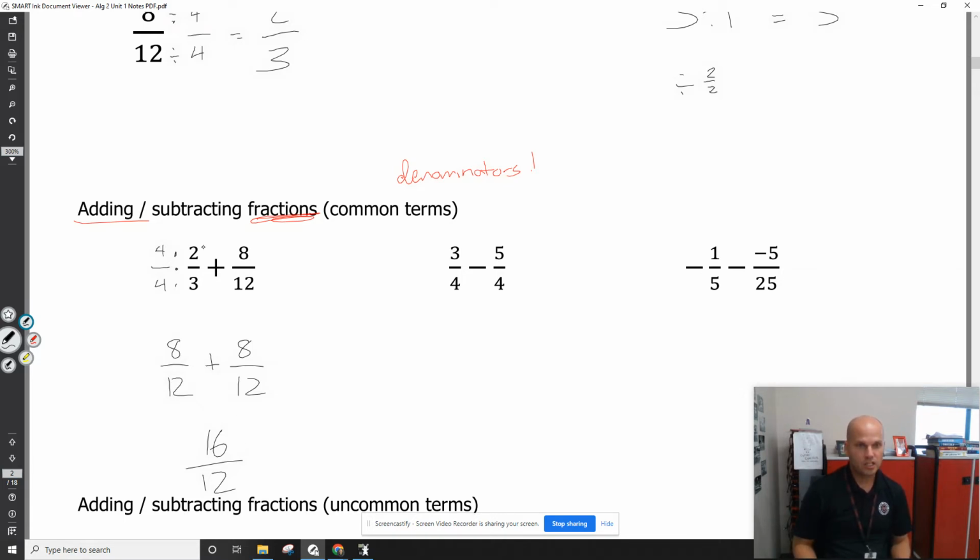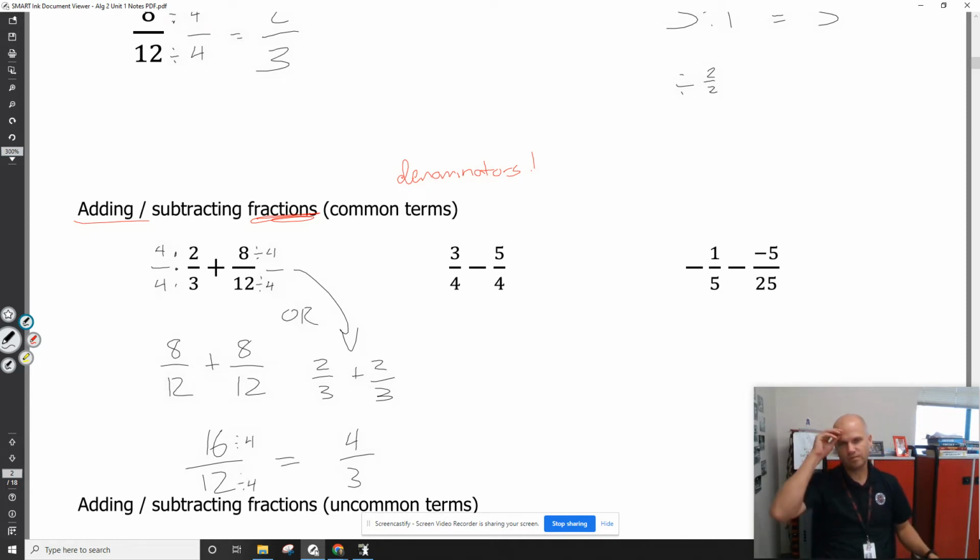I could have done that another way. We could have turned the 8 twelfths into 2/3. And it turns out it's 2/3 plus 2/3. If I have 2/3 of pizzas and you have 2/3 of pizzas, how many do we have? We have 4/3 of pizza. And we can see that that's what we would get if we took this and divided the top and bottom by 4. 4/3. Okay, so boom.